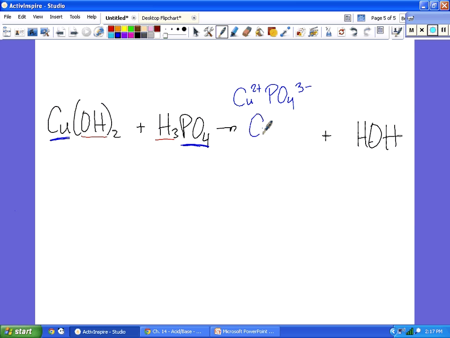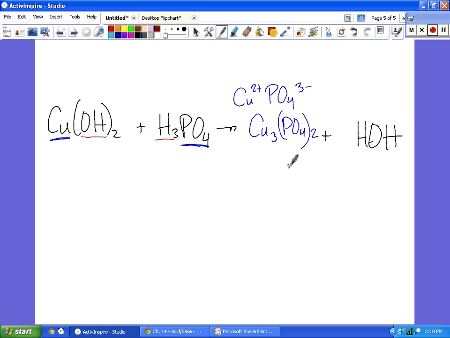So you have Cu3 PO4 2. Did I do that right? That's right, isn't it? You tell me, is that right? No, you need parentheses around the PO4. Thank you. I'm doing that on purpose. So that is now correct.